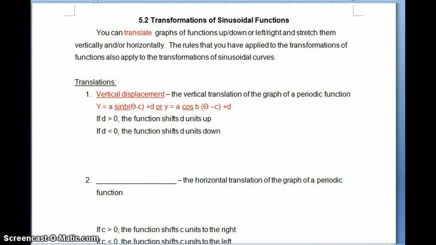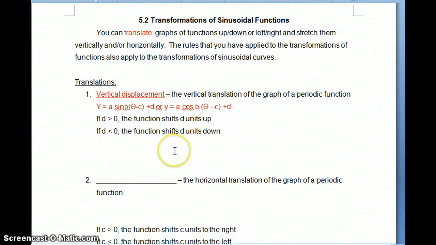With vertical displacement, what we're looking at is your value d. If d is greater than 0, the function shifts d units up. If d is 0, it's not going to shift at all, it just stays where it is. If d is less than 0, the function will shift d units down.